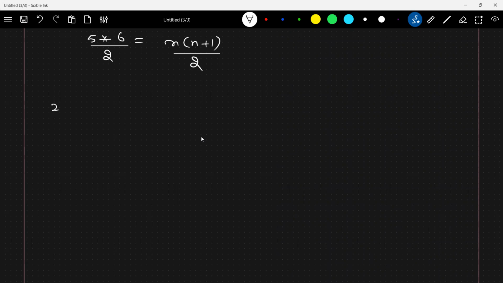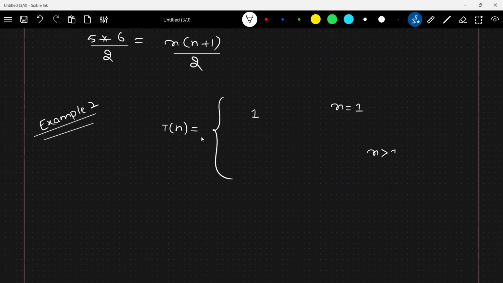Example number 2. Let's talk about that. Here we will have the value of T(n), which is equal to 1 if the value of n is equal to 1. If the value of n is greater than 1, it is equal to T(n-1) + 1/n.